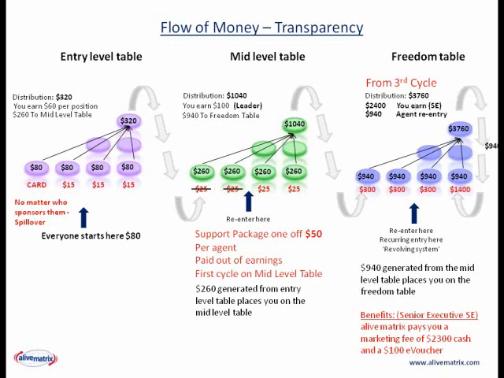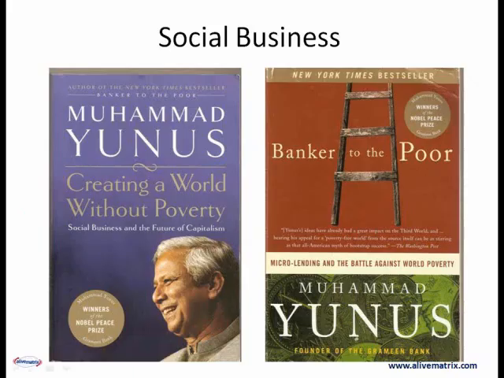So basically, out of this money as well, $940, that's your re-entry on the freedom table. So $940 puts you back in the freedom table. That's the revolving system. So you are technically getting paid 89% of the money available on the freedom table.